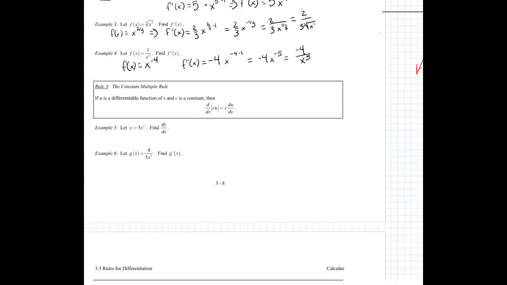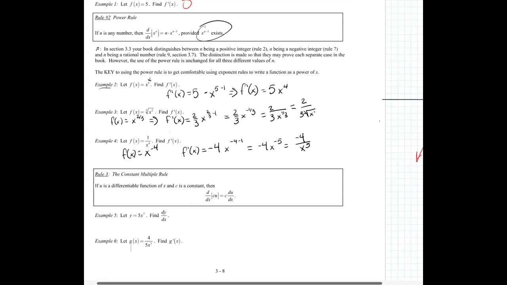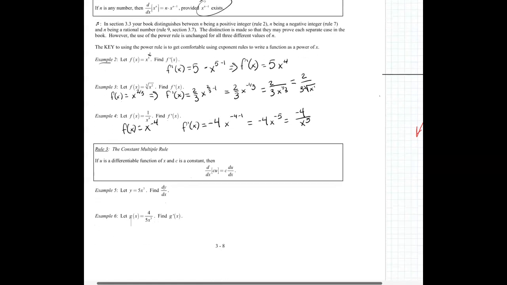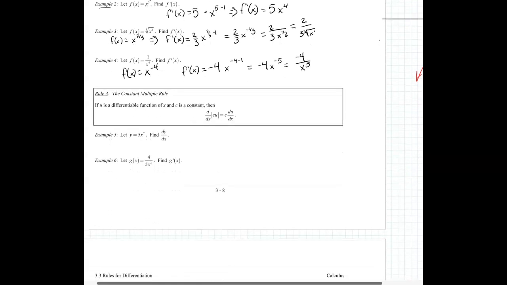Okay, the next one that we have is the constant multiple rule. It says if u is a differentiable function of x and c is a constant, then d over dx of cu is equal to c times the derivative of u with respect to x. So it kind of relates back to the power rule, to be completely honest. I don't know why they decided to make this two different rules, but it is what it is. I don't really get control over that.